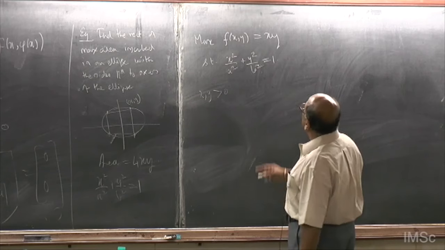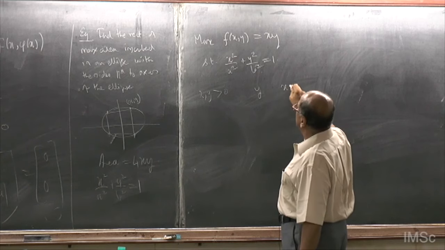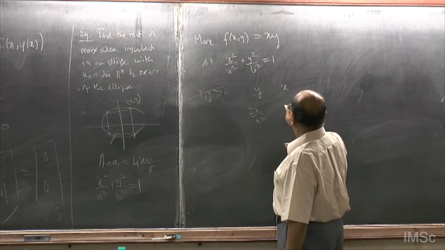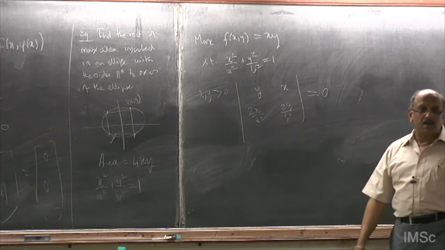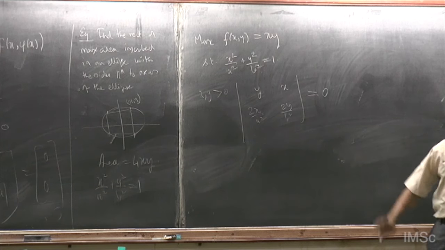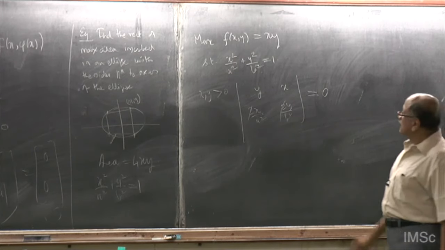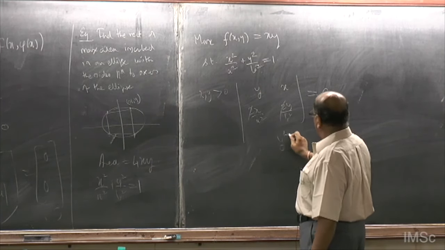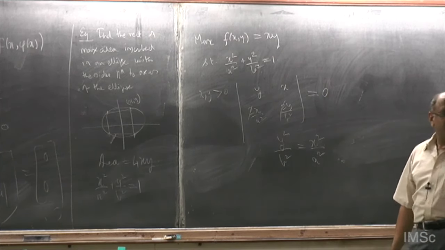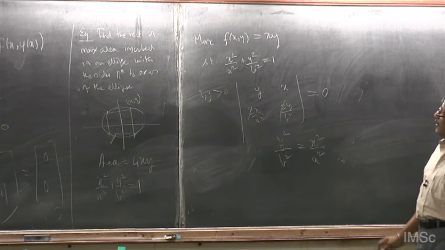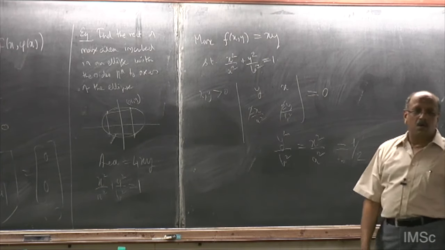So, if I take the derivative, df by dx is y, df by dy is x, then you have 2x by a square, 2y by b square. This determinant must be 0. I am just writing that condition there. Anyway, the 2 can go away, so if you write the determinant, you get y square by b square equals x square by a square. But the sum should be 1, so each must be equal to 1/2.